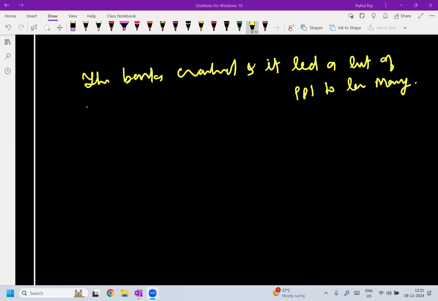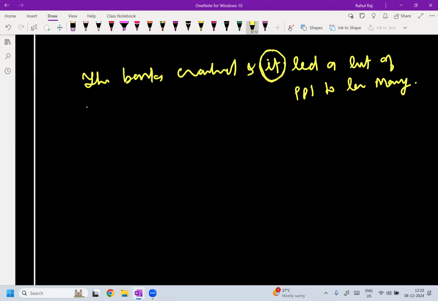Similarly, I also think it needs more info. Did the bank crash as in the market crash, or did the bank go bankrupt? Let's say the market crashed. It led a lot of people to lose money. Is this a right statement or wrong, because of the word it? What is it referring to? That's what I'm asking. Is this a right sentence or a wrong sentence? What is it referring to, by the way? Anyone? To the bank crashing.